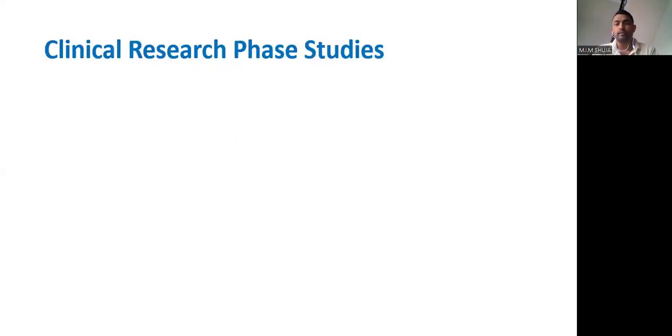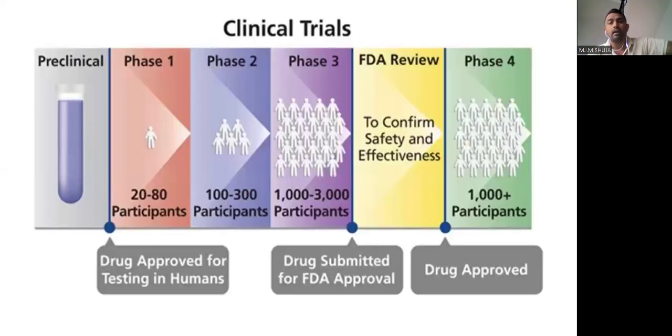This is very important: clinical research phase studies. There are mainly 4 phases. Listen very carefully. The preclinical research, what we do is preclinical trials. In them we check for the dosage and safety in animals. Once we check it, we will get approval for testing in humans.